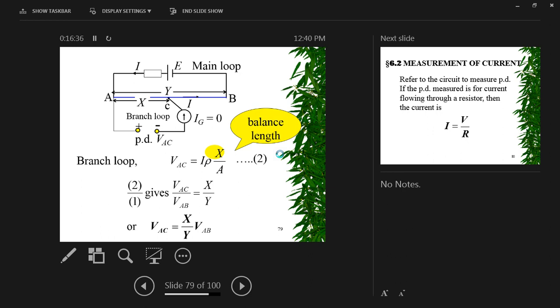This means that I can actually measure an unknown PD just by measuring the length x and the length y, which we can do easily. You take a ruler, measure x, you take a ruler, measure y, and then you can get this unknown PD. So that's quite amazing, right? We turn the problem of measuring voltages into a problem of measuring length. So that's the purpose of a potentiometer.